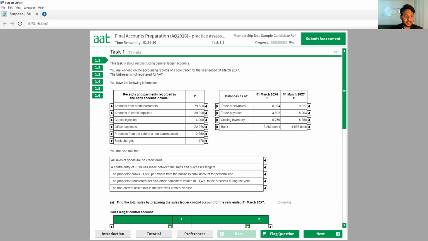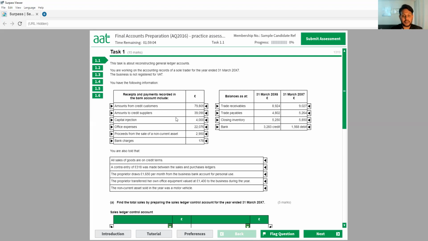The first question is for 15 marks. This task is about reconstructing general ledger accounts. You are working on the accounting records of a sole trader for the year ended 31st of March 2017. The business is not registered for VAT. If the business is not registered for VAT, we don't have to worry about VAT, and the VAT is also a cost for the business. You have the following information.